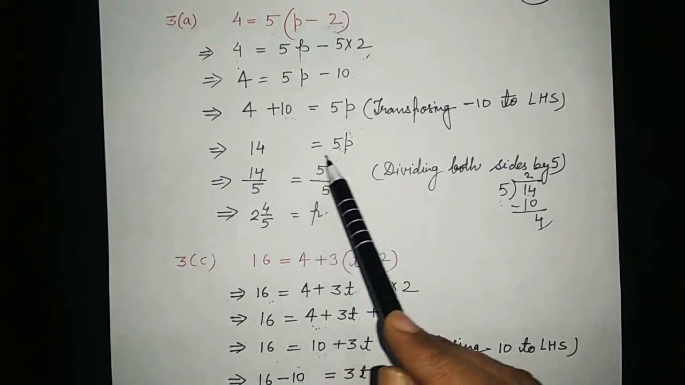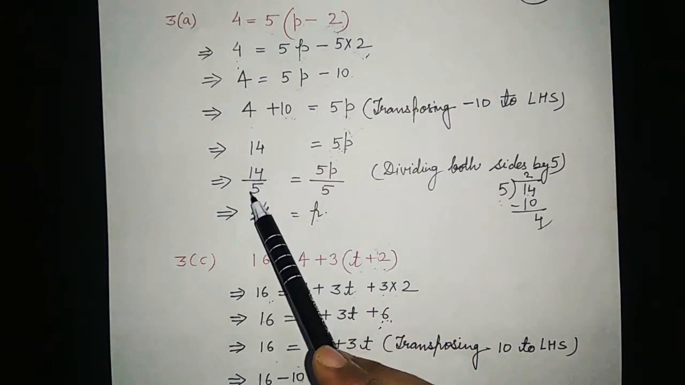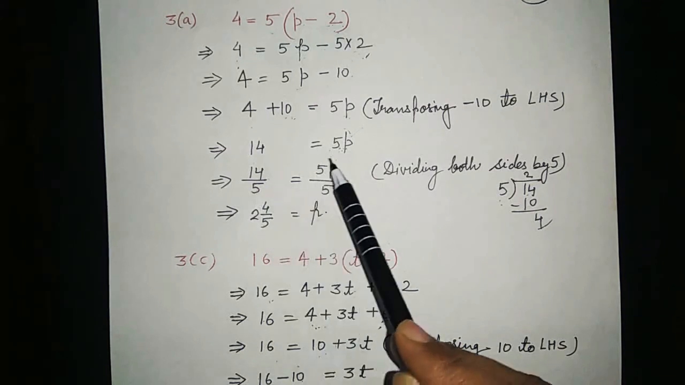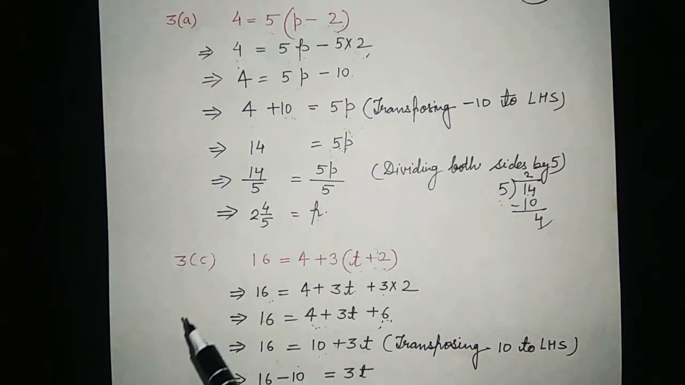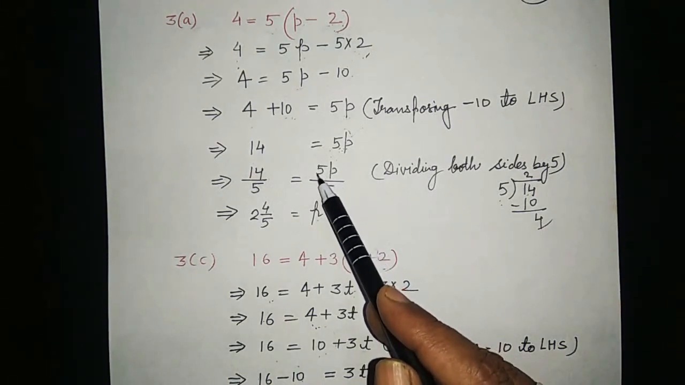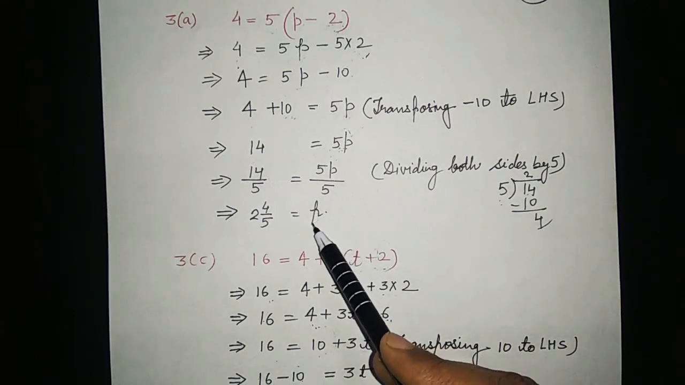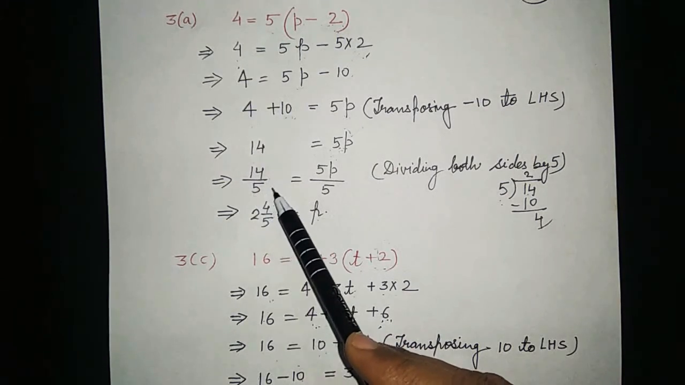So after dividing both the sides by 5, we will get here 14 upon 5 on the left hand side, and on the right hand side 5p upon 5 will come. Now 5 ones are 5, 5 ones are 5. So 1 into p, what? p will come. And here 14 upon 5 is coming. You cannot reduce it more. It is in irreducible form.